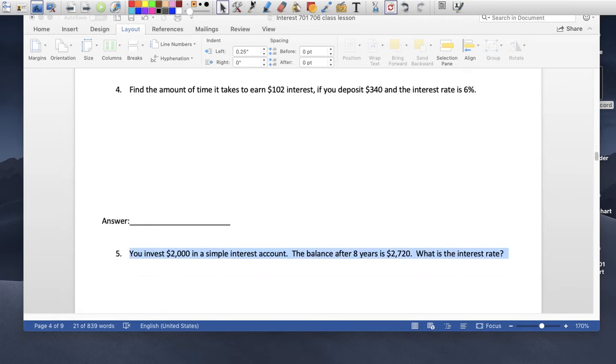Find the amount of time. So again, this one, time, this t is going to stay here, right? And everything else is going to be filled in. So find the amount of time it takes to earn 102 in interest. So the interest earned was 102.